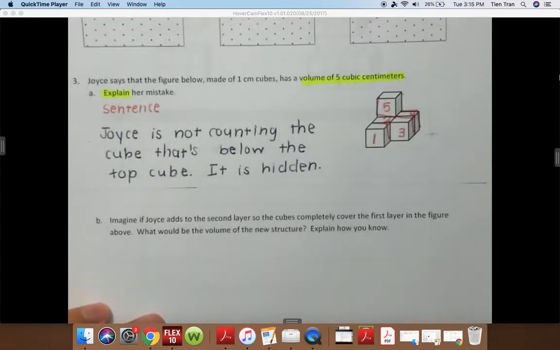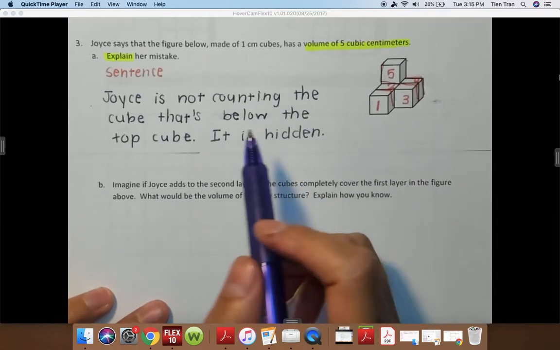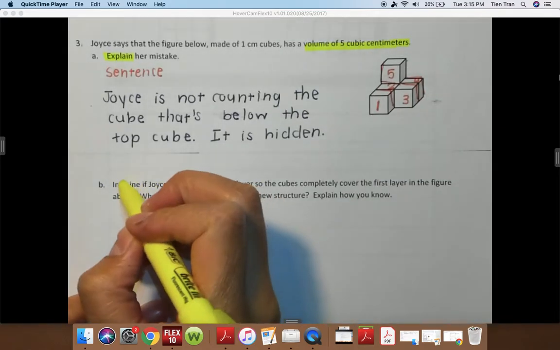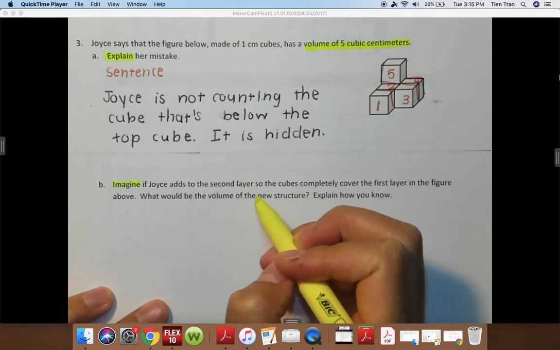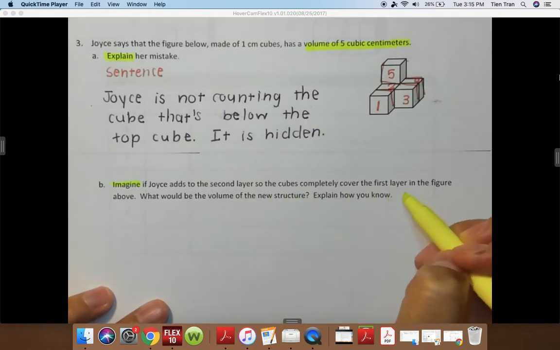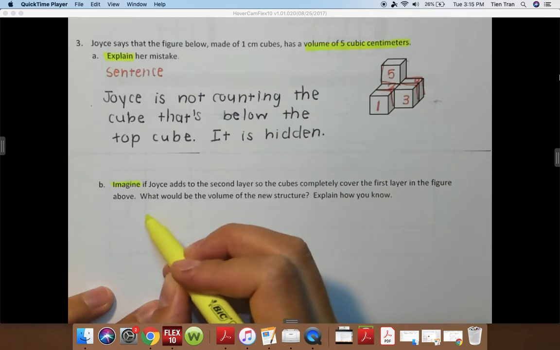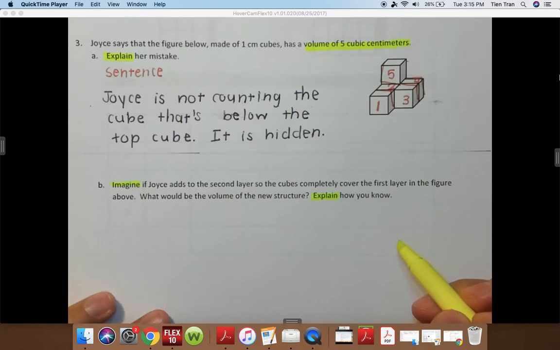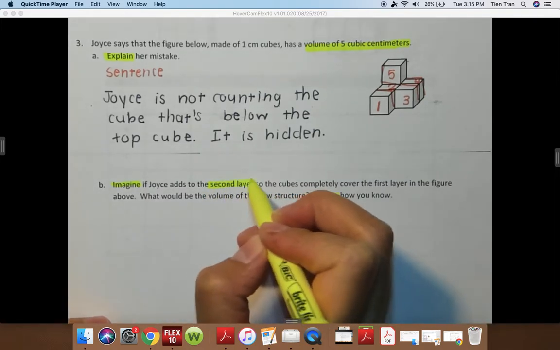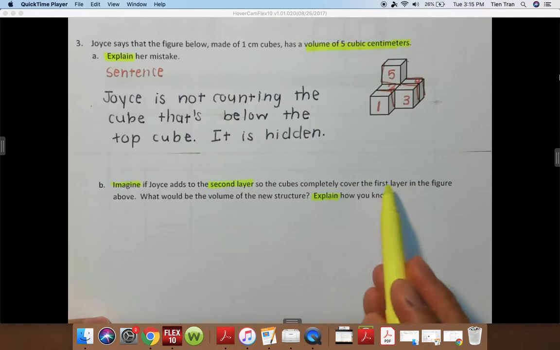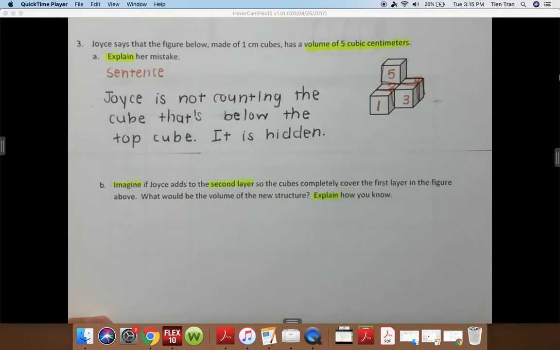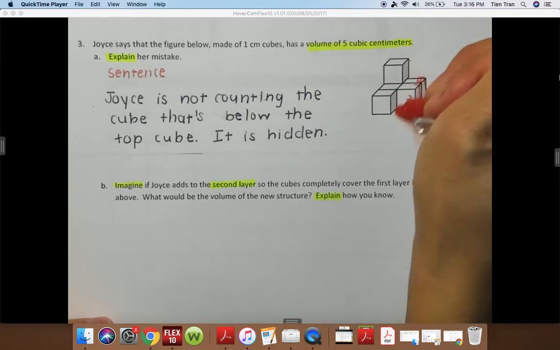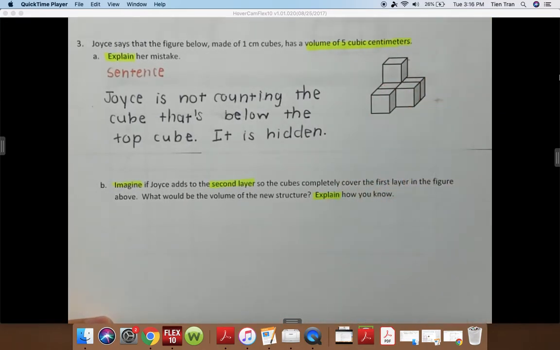Okay. Now problem 4. No, this is problem B. So it continues to talk about that problem. Problem B. Imagine if Joyce adds to the second layer so the cubes completely cover the first layer in the figure above. What would be the volume of the new structure? Explain how you know. So she adds a second layer to the cubes to completely cover the first layer. So all these cubes right here, right? So if I were to erase all of that so you can see more clearly, all these cubes right here would have a second layer.